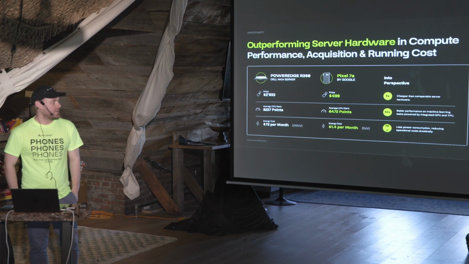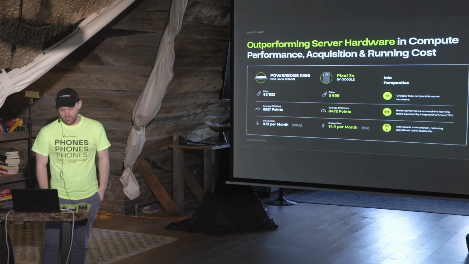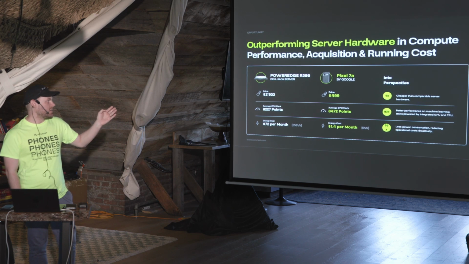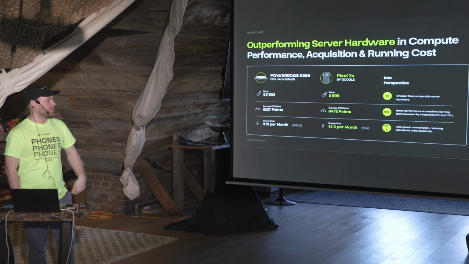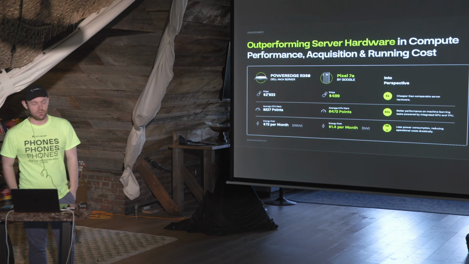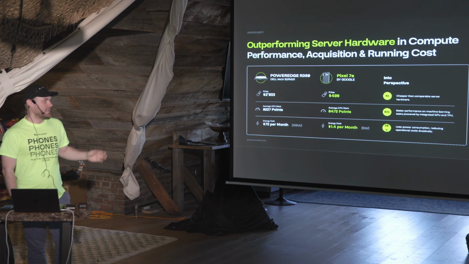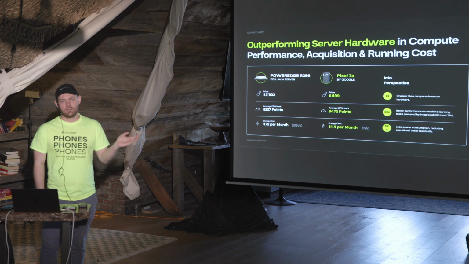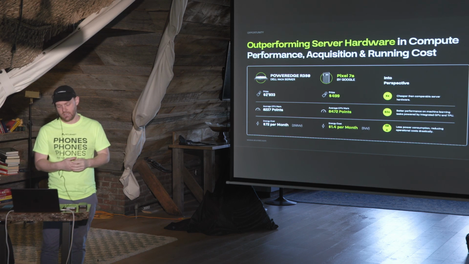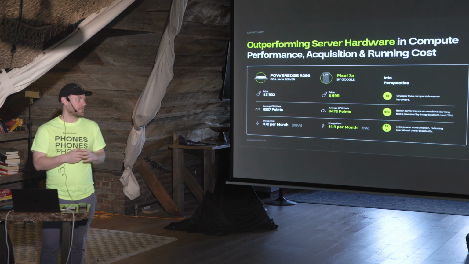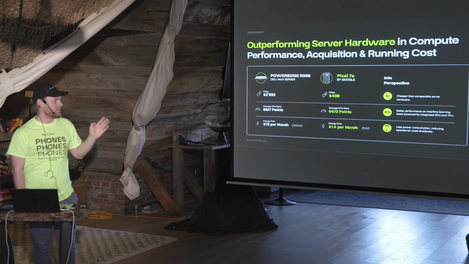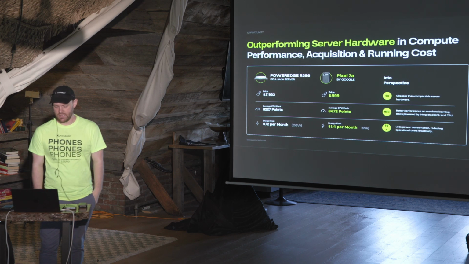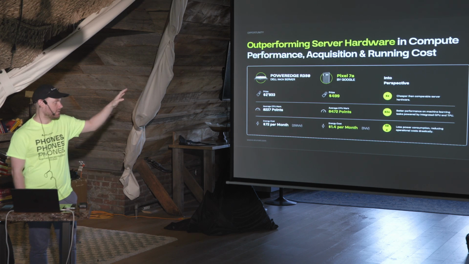So let's take a look at the specifics. For example, acquisition cost: if you buy comparable server hardware, it is about 6 times more expensive than a mobile phone, like a Google Pixel. But if you take a look at the CPU performance, the performance is actually about the same, just looking at the CPU. But if you take the GPU and the TPU into account, you get around 80% higher performance compared to a standard server.